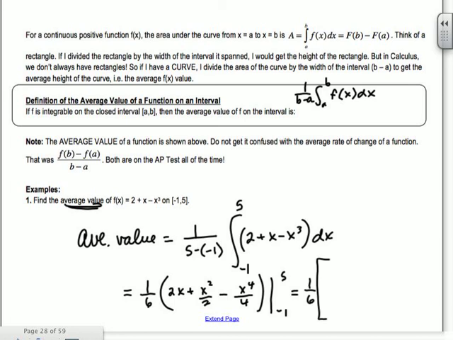Okay, let's keep the 1/6 out front. Let's plug in 5 and then plug in negative 1. So Allie, you're going to plug in 5 for me. And who else has a calculator? Cam, you can plug in negative 1. When you're putting in negative 1, do you still have the 1/6 out front and you subtract them? Yeah. You could distribute the 1/6 to both of them if you want, but I usually just pull it out to the front.